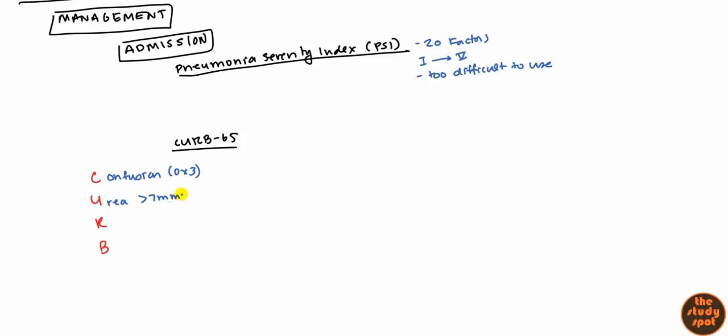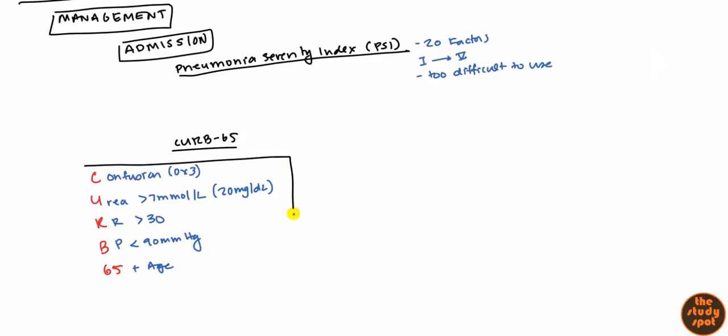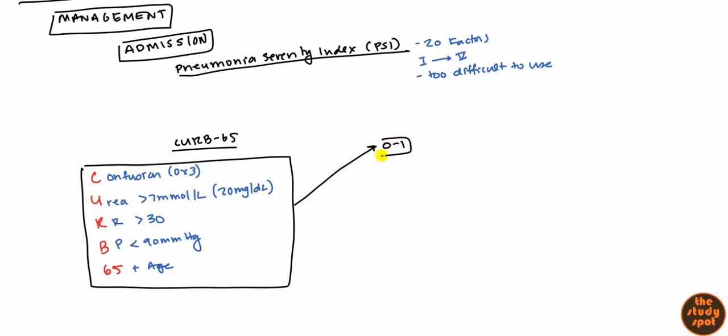Urea greater than 7 millimoles per liter or 20 milligrams per deciliter. A respiratory rate greater than 30 and a BP of less than 90. And 65 is the age. So older than 65, you want to go ahead and give them 1 point. So each one of these gets 1 point. Now, if they score between a 0 and 1, you can generally treat them as outpatient.